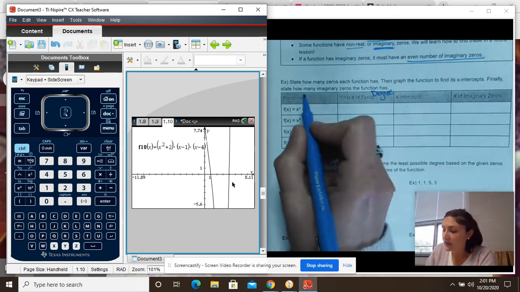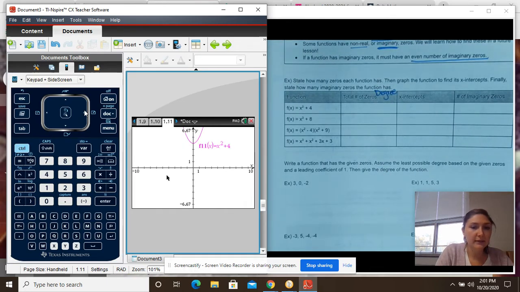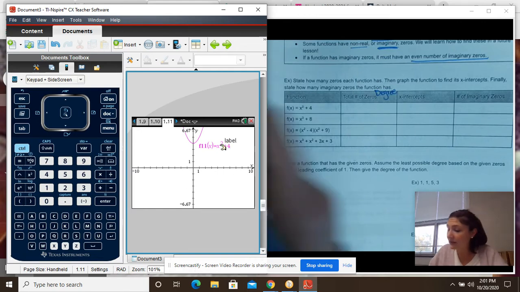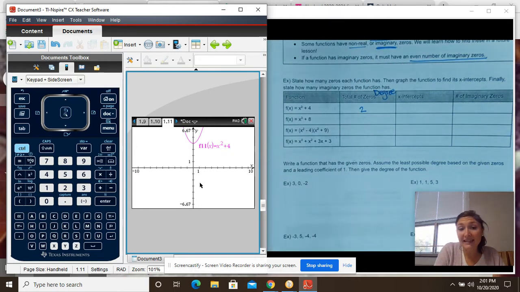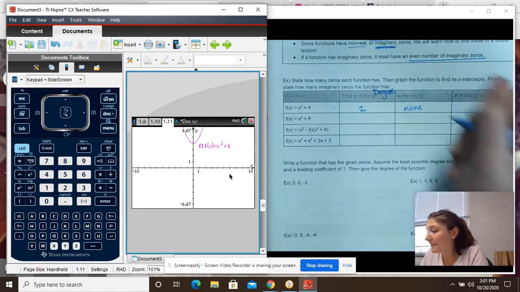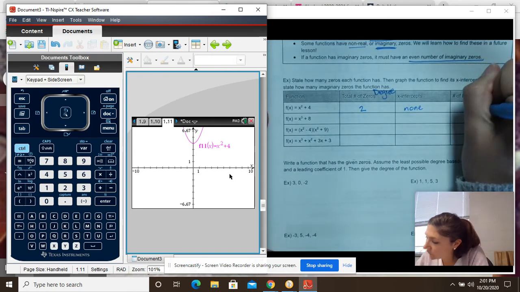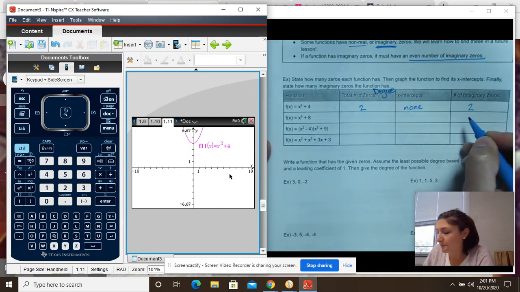So if we take a look at x squared plus 4, graphed over here for us, I expect, based on the degree, to have 2 zeros, but I don't see any x-intercepts. That means that I have to have 2 imaginary zeros. I don't know what they are yet because we haven't gone in depth on imaginary zeros. We just learned that they exist, but I know that there should be 2 of them.